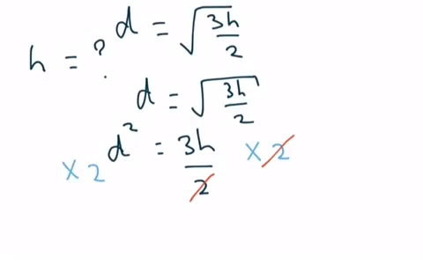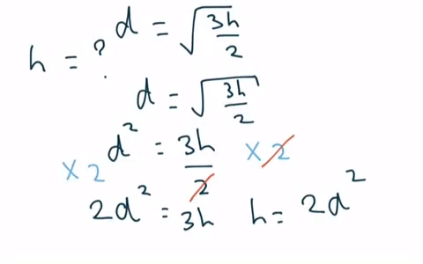The left-hand side, we'll have d squared times 2, which is obviously just 2d squared. So we've got 2d squared equals 3h. And now it's easy to get h on its own. Well, you can see on the right hand side we've got 3 times h. So the opposite of multiplication is just division. So our answer would be h equals 2d squared over 3.